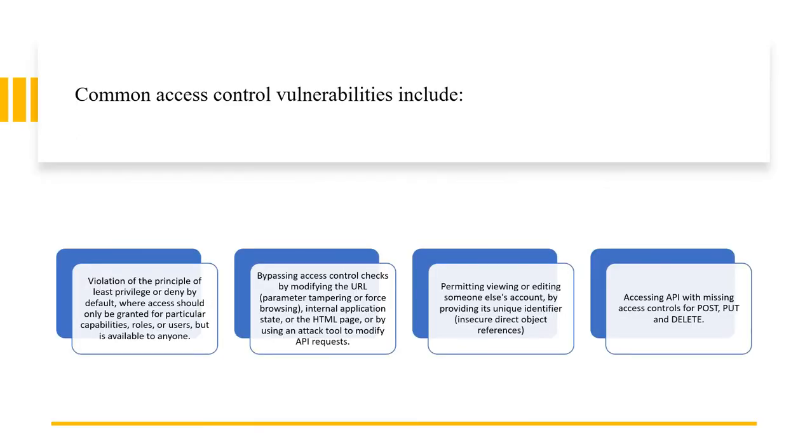Common access control vulnerabilities include violation of the principle of least privilege. As we have talked about, the right person should have the right access. Let's say the developer has given the manager access and the admin access. That doesn't make any sense. Down the line, anyone can have admin privileges and modify things, which will make the site vulnerable. Another is bypassing access control checks by modifying the URL, which we talked about in the previous slides, where by changing a few URLs we can directly access another user's account and make modifications which should not be done. And the third one, as you can see, is permitting viewing and editing someone else's account, which is also known as insecure direct object reference, which is changing the IDs. So these are some of the common access control vulnerabilities.